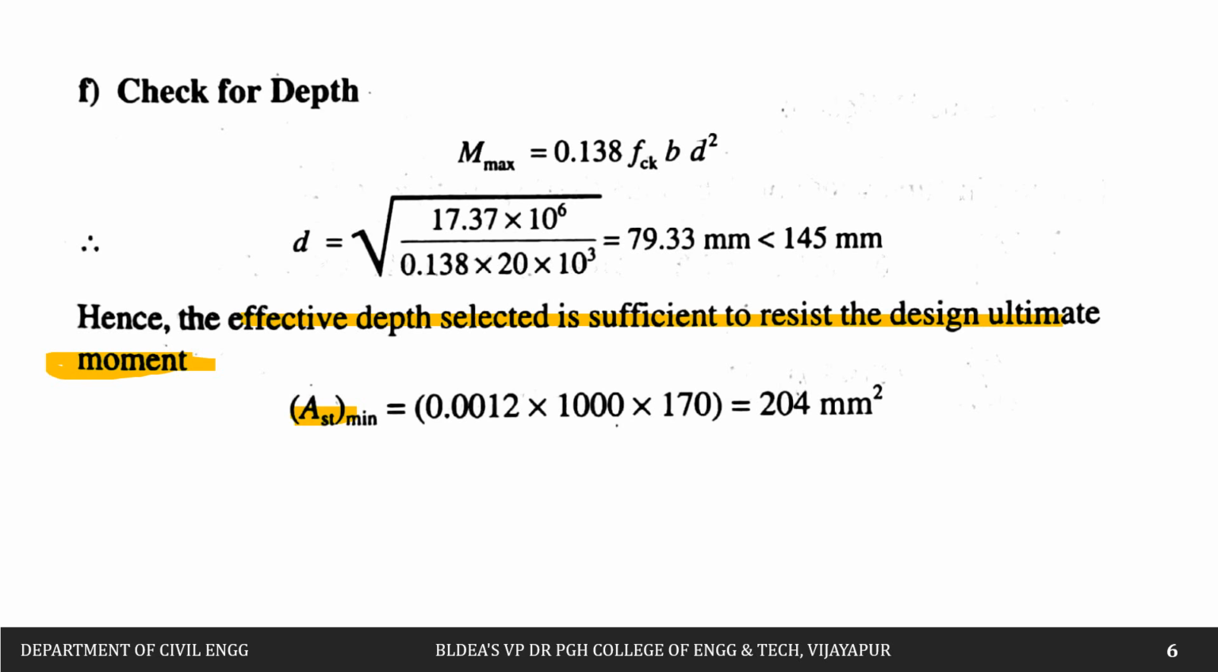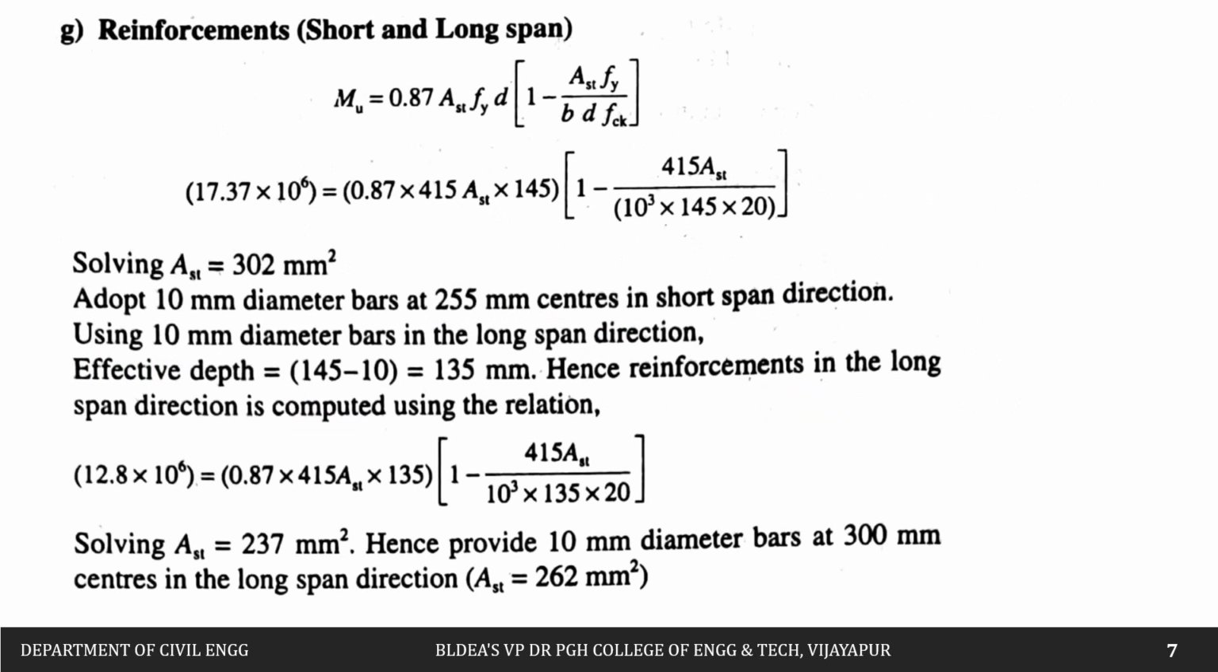Then next let us try to calculate the minimum area of steel, that is 0.12 percentage of b into d. b is 1000, d is 170. So minimum area required will be 204 mm square. This is the minimum area of steel.